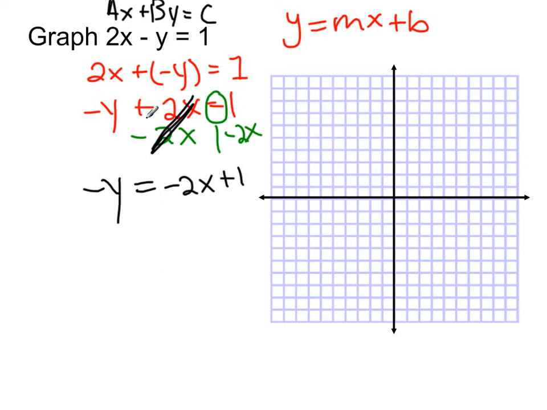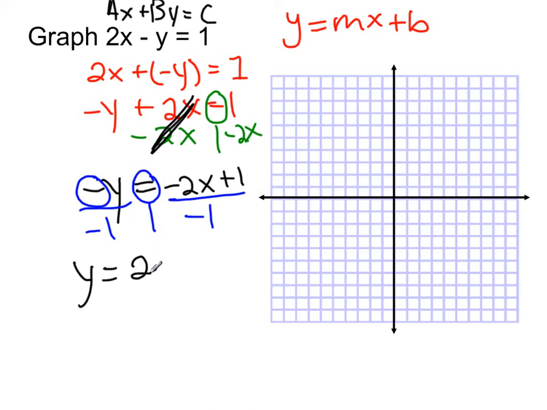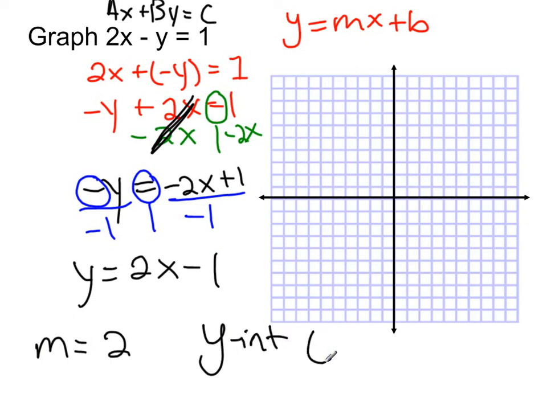Now, y is still not by itself because we have a negative out front. So if we divide by negative 1 on both sides, what you do to one side, you have to do to the other. We'll now have y by itself equal to, and when we divide by negative 1, each term is divided by it. So we have 2x minus 1. So now it is in the slope-intercept form, in which we can easily identify the slope and the y-intercept, in which here it is negative 1.